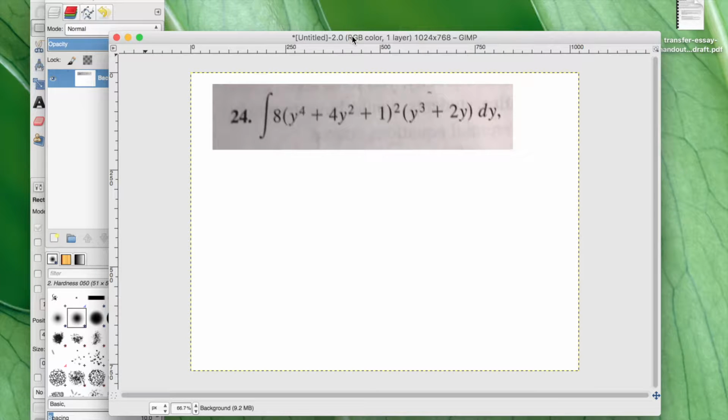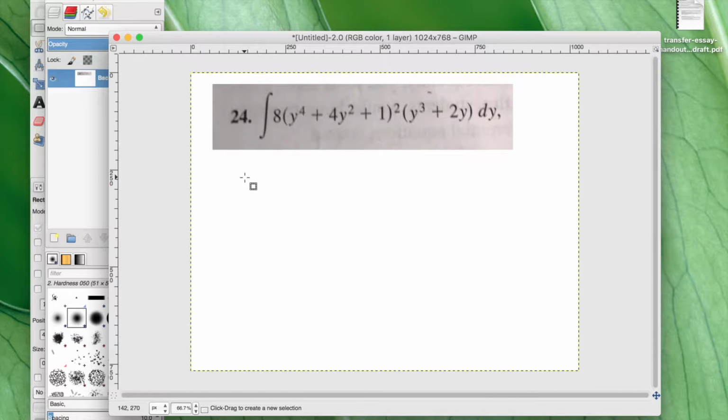My cousin has a calculus problem that she wants me to solve, so without further ado, let's get right to it. So here we have this interesting sign that we call an integral, and we're going to take the integral of 8y to the 4 plus 4y squared plus 1 squared times y cubed plus 2y dy. There's a comma after this, because this problem actually comes with a u value, but you can solve this problem without a u value, and I'm going to teach you how to do it.